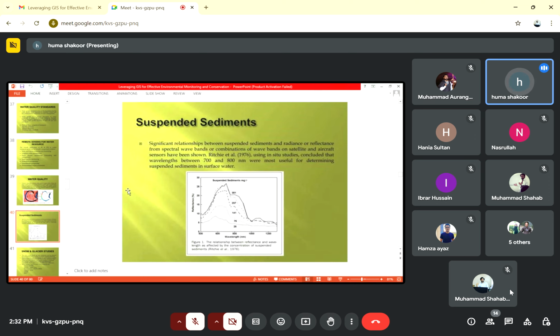If suspended material, the suspended load, is present in the surface water, and you are using a satellite image with a wavelength of 700 to 800 nanometers, you can determine the suspended sediments or suspended load in the surface water.